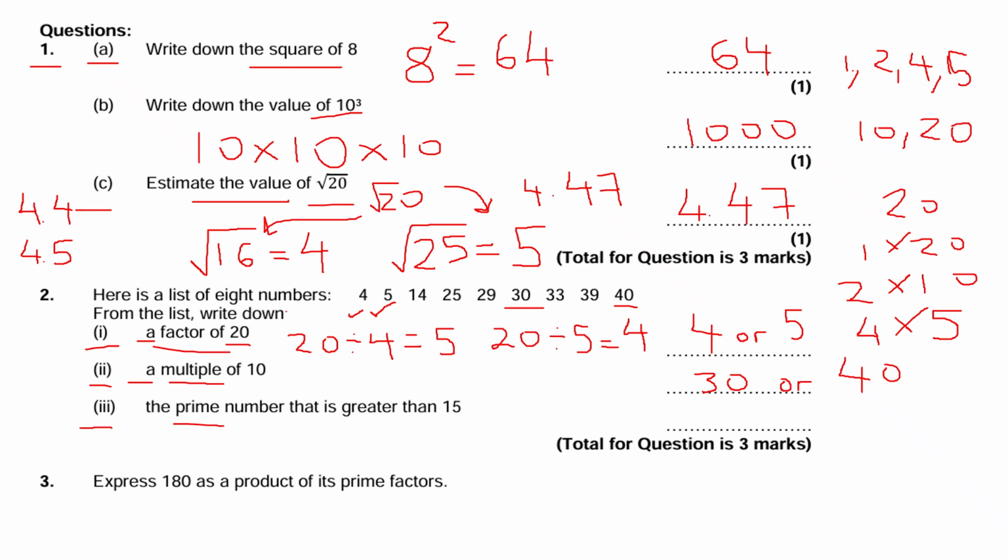The prime number that is greater than 15. Well, a prime number is a number that has explicitly two factors, one and itself, okay? So from this list, bigger than 15, well, that's going to be 29, because 29 has two factors, 1 and 29. So hence why it's prime, okay?